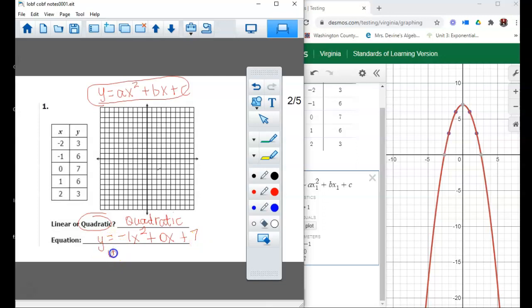Now, we can simplify this a bit. -1x squared, we know that 1 would be invisible, so they would probably just put -x squared. The plus 0x, that's just going to disappear because 0 times x is just 0. So I can take that out of the problem, and then my plus 7. So y equals -x squared plus 7 would be my answer.